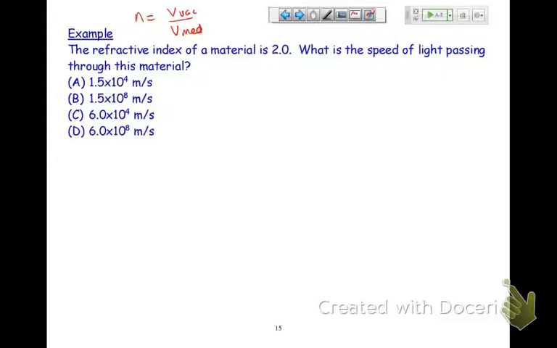So refractive index of a material is 2. What is the speed of light passing through the material? Okay, so n is equal to v vac over v med. v med is equal to v vac over n, which equals 3 times 10 to the 8 over 2, which equals, what is that?